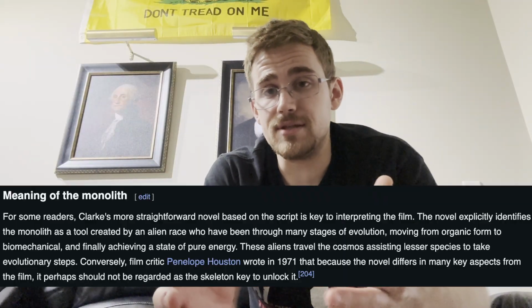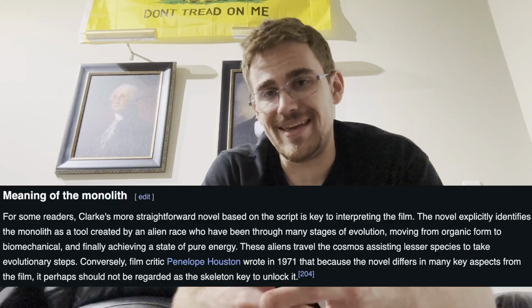For example, the monolith is one of the big mysteries of the film. What really is this monolith? Where did it come from? What is it doing? The book basically tells you exactly what it is, that it's a technology created by aliens that aids humanity in evolution. And that's why the monkeys are able to figure out how to use tools after they interact with the monolith. And that seems to perfectly map onto the movie. I mean, if you watch the movie with that interpretation, that seems totally correct. So that's where I would say that the book undermines some of the ambiguity of the film.